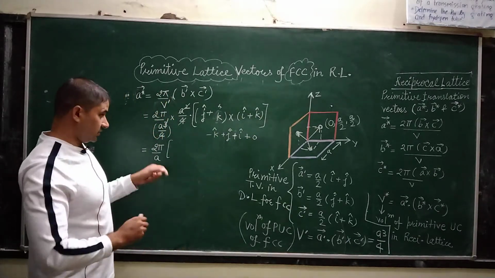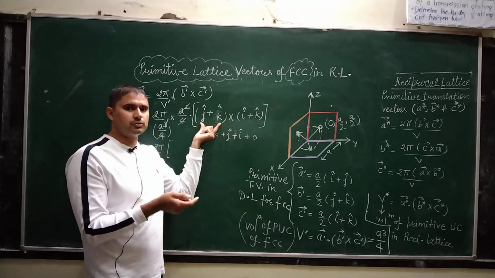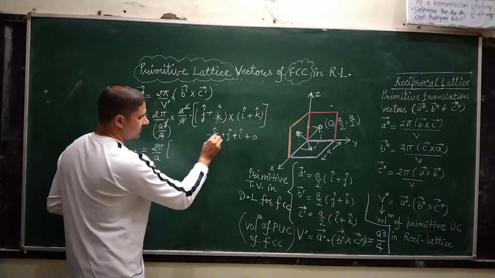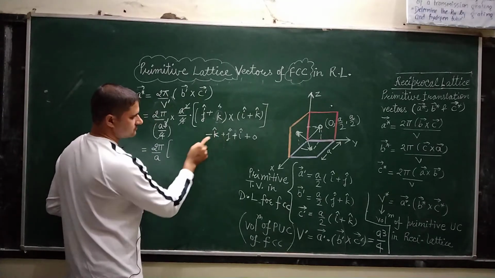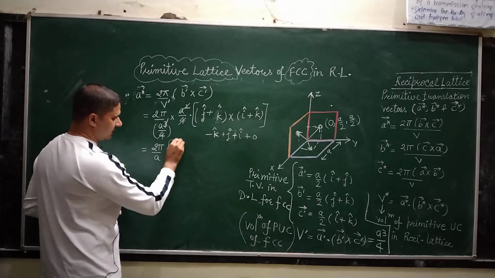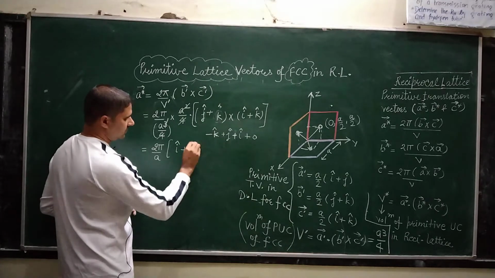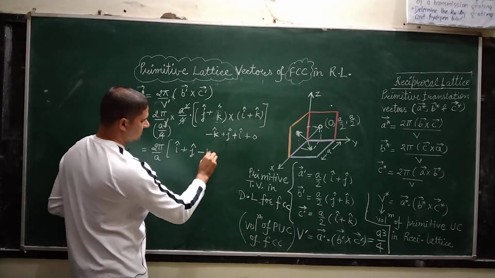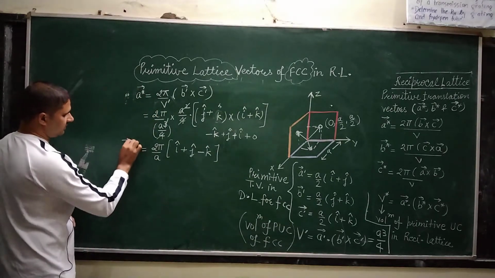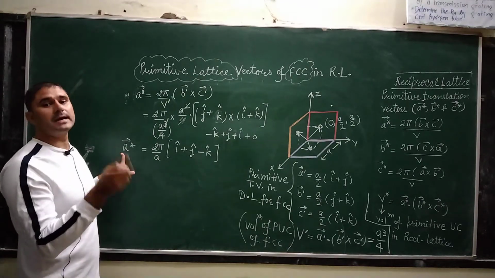Okay, you need to keep in mind, you cannot change the order of cross product on your own. So that's why I am putting here a negative sign before unit vector k. So if you write it here, then it will look like unit vector i plus unit vector j, then minus unit vector k. So this is what? This is the primitive translation vector in reciprocal lattice for FCC.